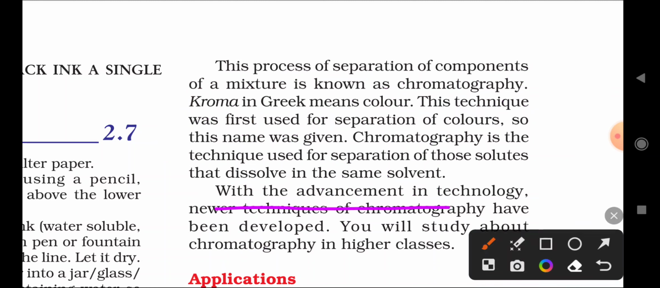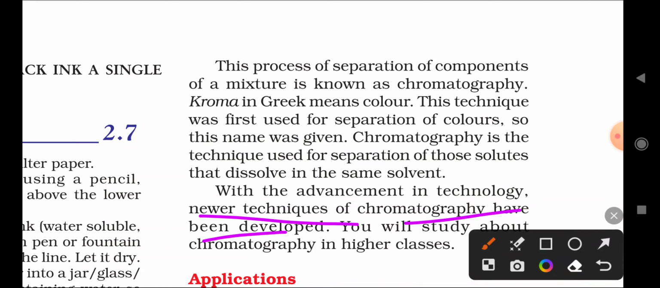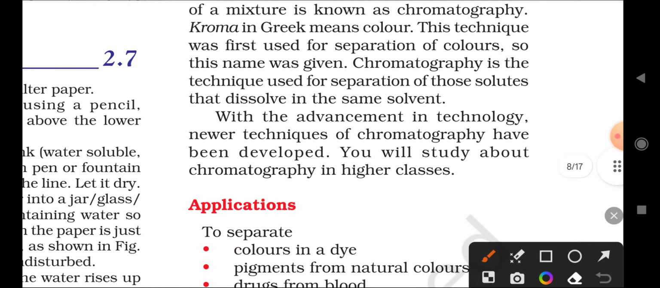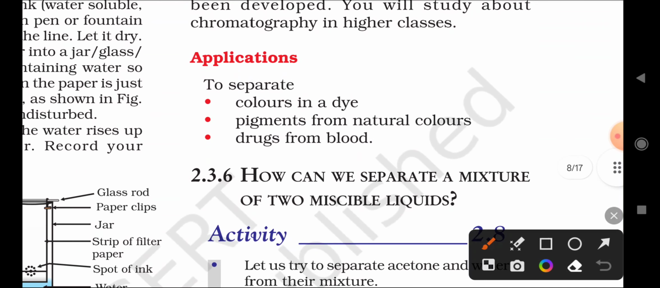With the advancement in technology, newer techniques of chromatography have been developed. With modernizing civilizations, a variety of techniques have been introduced by scientists to separate the color from a dye. So this is one of the methods to separate the color from a dye. We will study chromatography in higher classes. Now the applications of chromatography: where we especially use this method is to separate the colors in a dye.